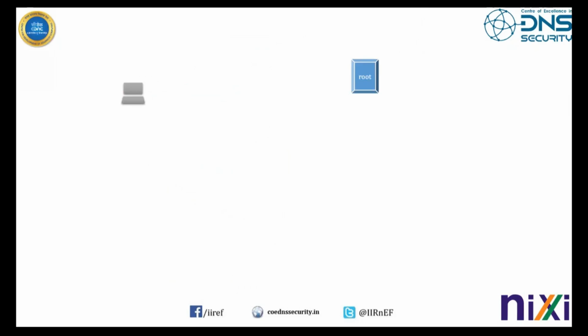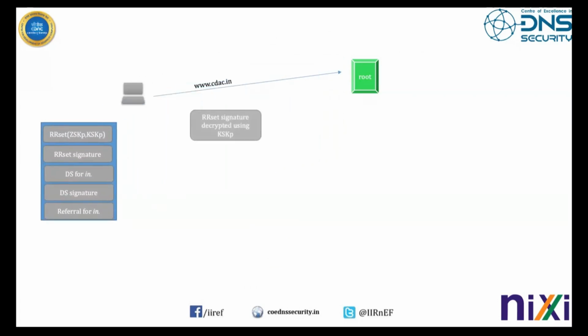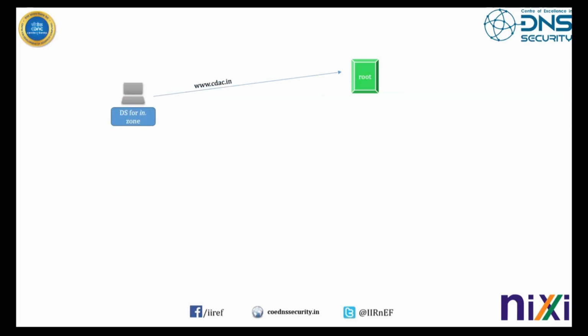Now we'll see the full verification process. So root is there and a client is there. The client will ask for www.cdac.in. Root will return multiple things: one is the RR set, another is the RR set signature, then the DS record for .in, the DS signature, and the referral for .in, that this is the name server for .in. The client will verify the RR set signature by decryption using the key signing key. It will also verify the DS signature using the zone signing key. And once it has the DS signature for the .in zone, it will connect to .in.